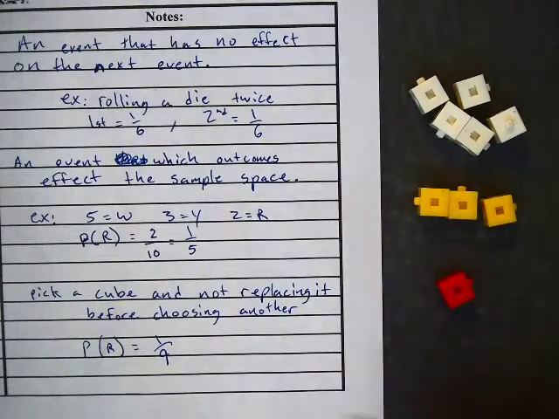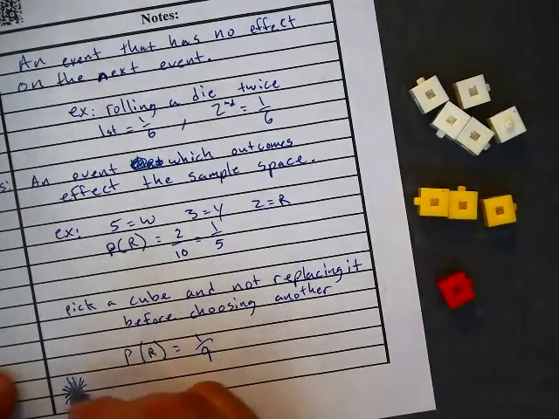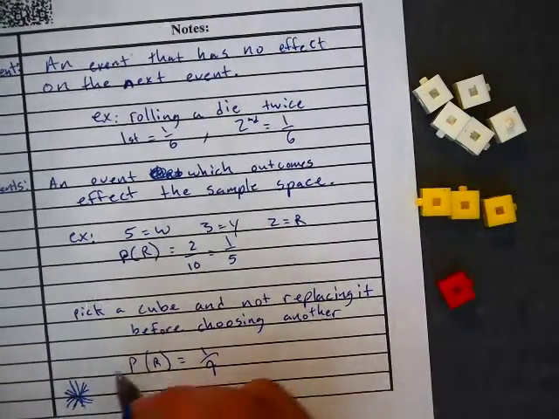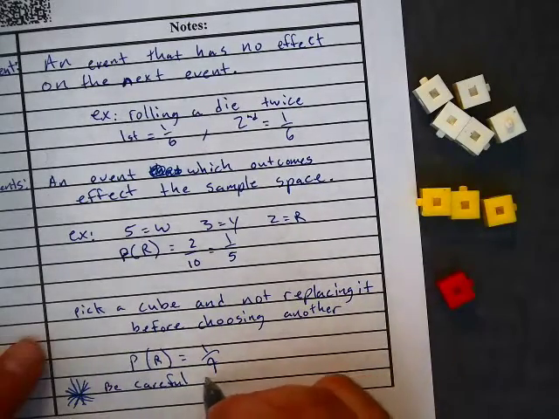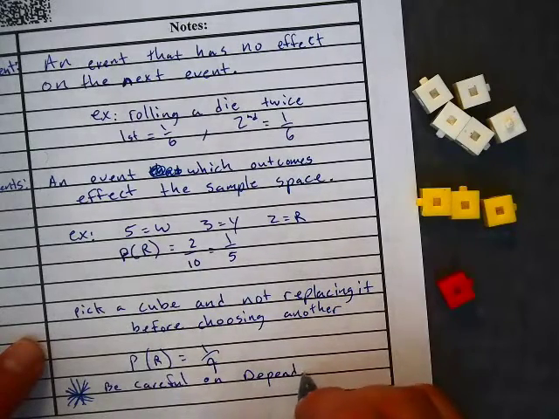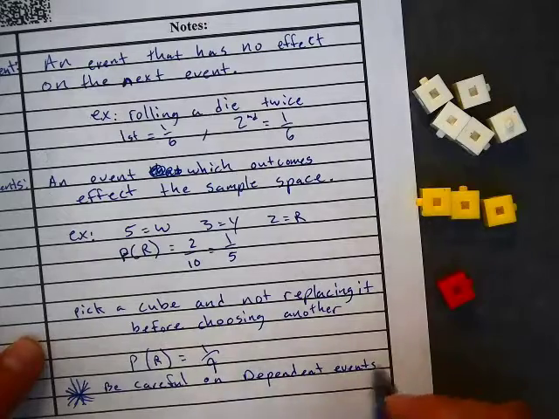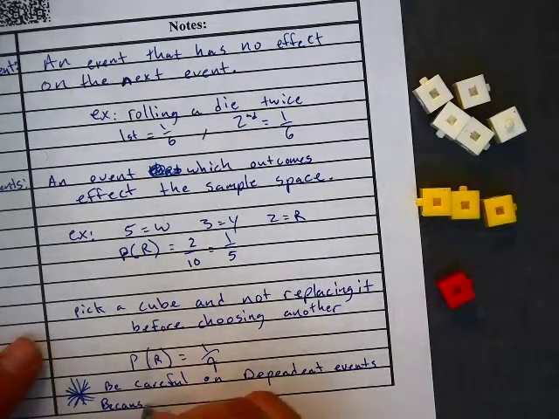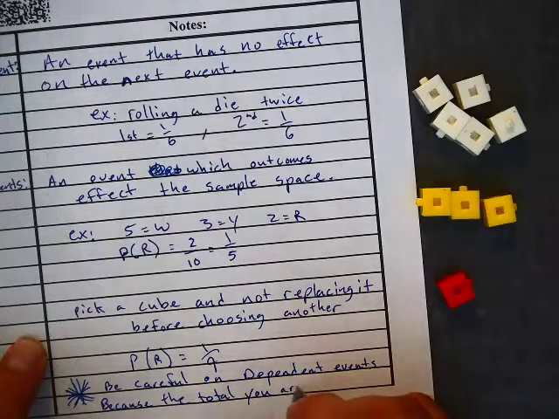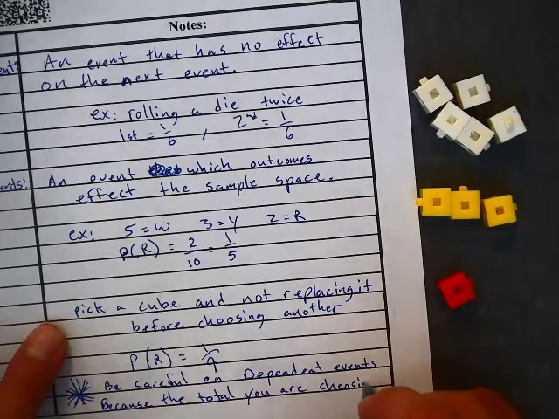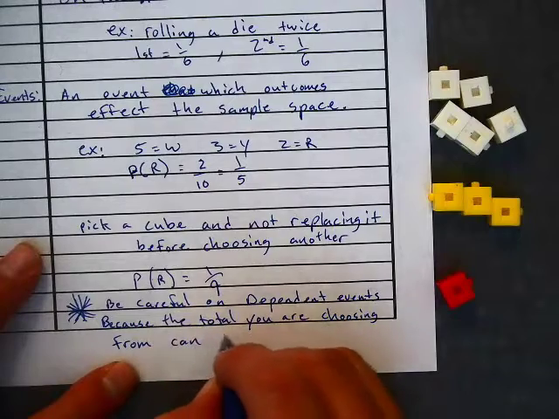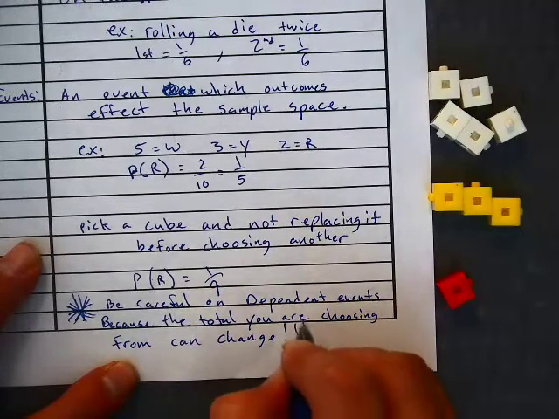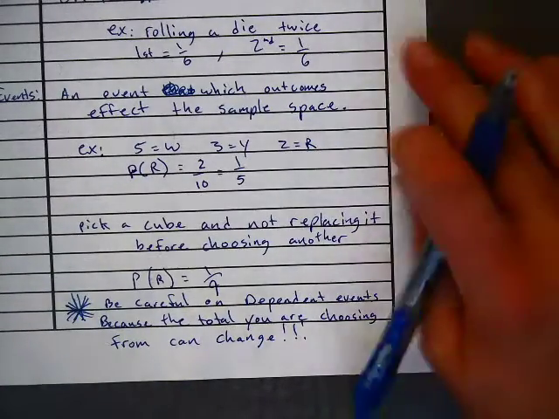So dependent events, be careful. Be careful on dependent events, because the total you are choosing from can change. Okay? All right.